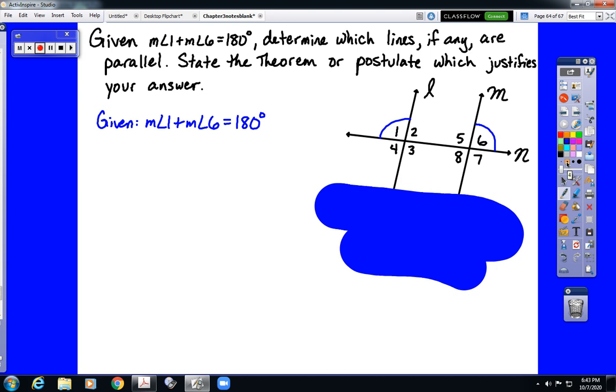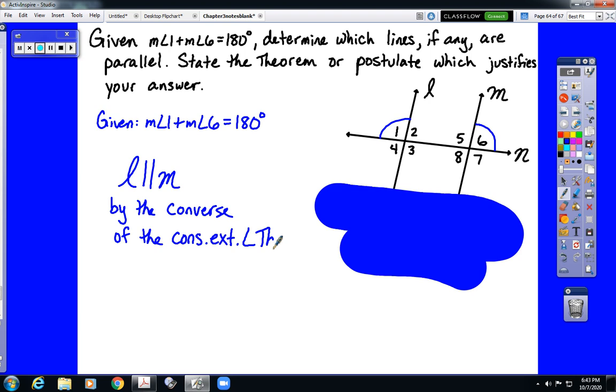Well, those two angles are both exterior angles. They are on the same side of the transversal. That makes them consecutive exterior angles, which means that line L is parallel to line M by the converse of the consecutive exterior angle theorem, which says if a pair of consecutive exterior angles, like 1 and 6, are supplementary, then the lines that they lie on must be parallel.